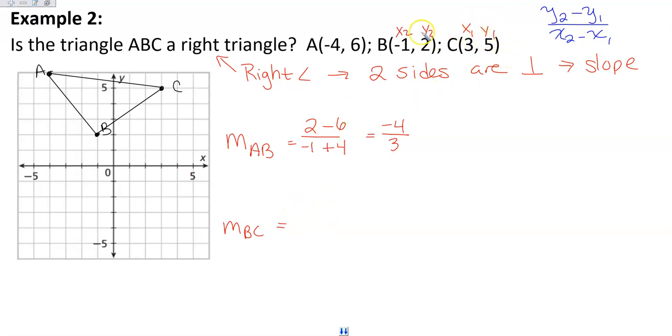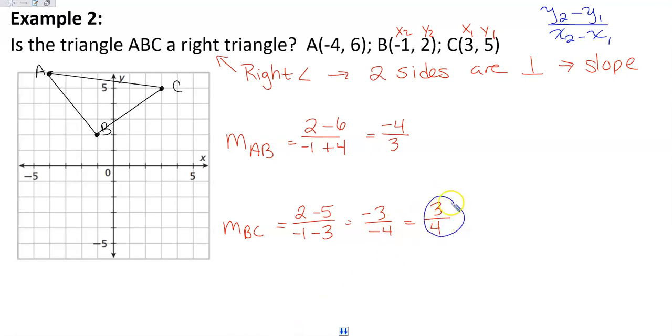All right, and we're going to do y2, which is 2, minus y1, which is going to be 5, over x2, which is -1, minus x1, which is 3. So 2 minus 5 is going to give me -3. -1 minus 3 is going to give me -4. This is going to reduce. Negative over negative is a positive.